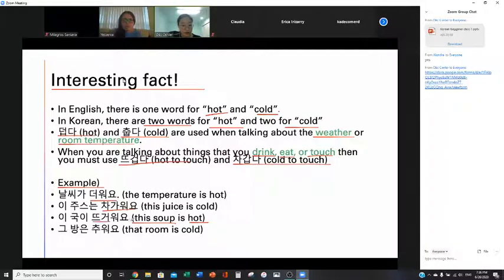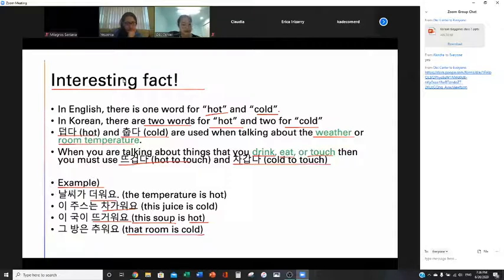So therefore use 뜨거워요. It's hot. 그 방은 추워요. This is the room temperature, right? So room temperature, and 추워요 was used because 춥다 is used when you describe the room temperature. So 그 방은 추워요. That room is cold.